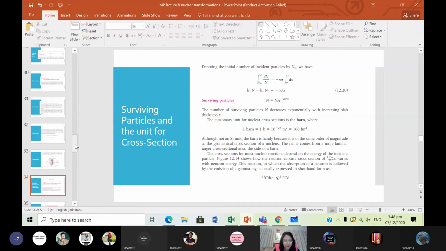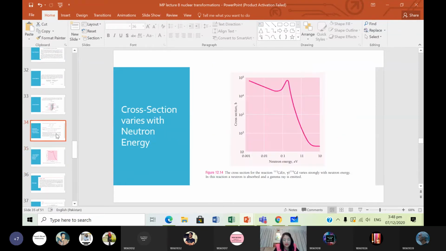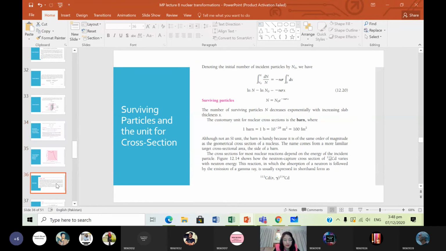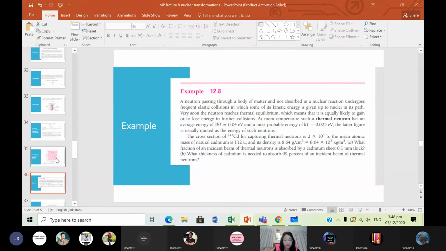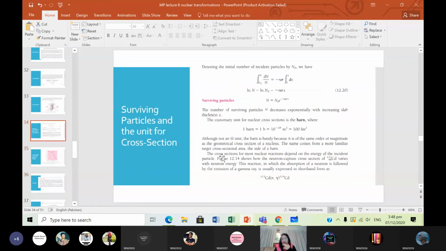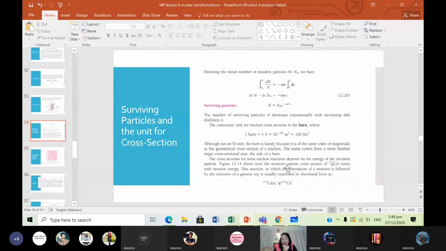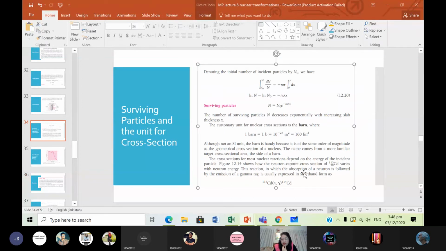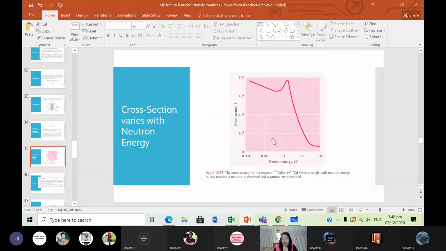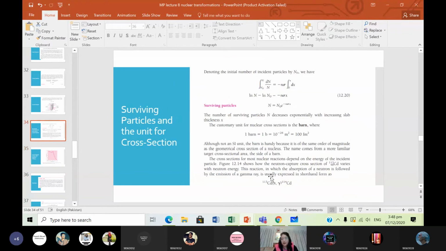Cross sections, we will do up till here, okay? Because we have some, and maybe we can do an example as well, but that's a bit long. But anyway, the cross section for most nuclear reactions depends on the energy of the incident particle. Okay? This figure over here shows us the cross section as a function of the neutron energy. Okay, so cross section depends on the energy of the incident particles.